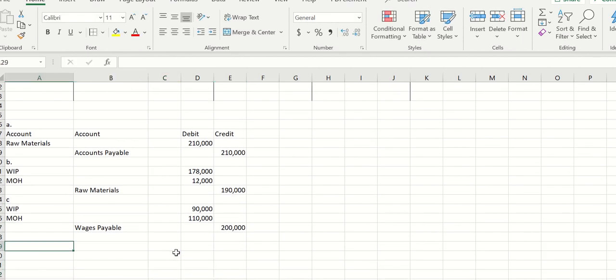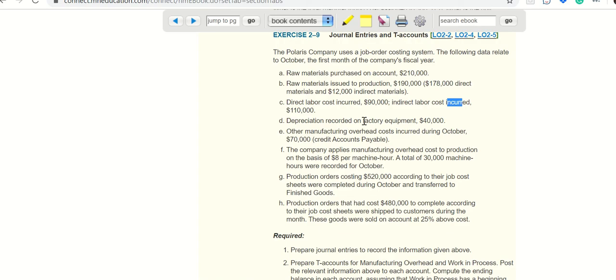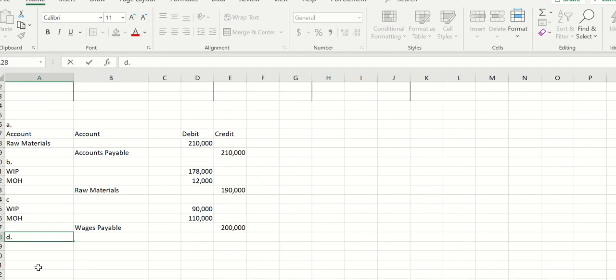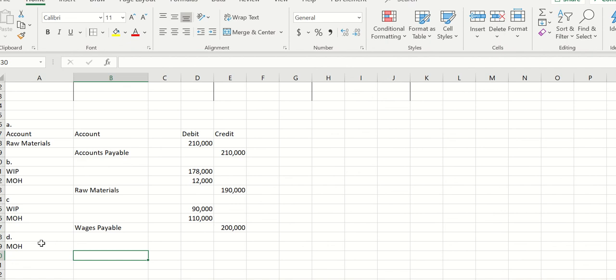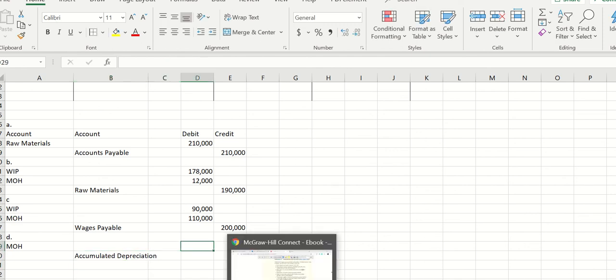Okay, and then let's move on to D. Depreciation recorded on factory equipment. Remember, depreciation for factory equipment goes into overhead, right? And this is a depreciation entry, so we would just do manufacturing overhead. Instead of doing an expense or a payable, this would be accumulated depreciation, right? Because depreciation is a non-cash expense, and it was for 40,000.